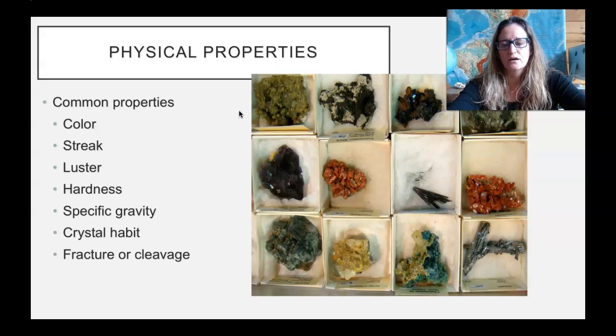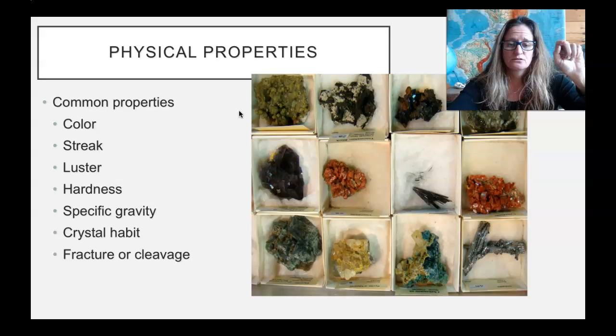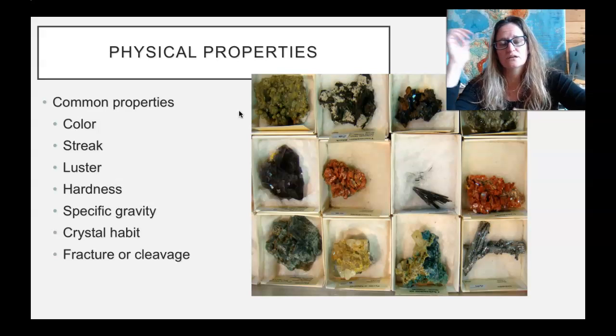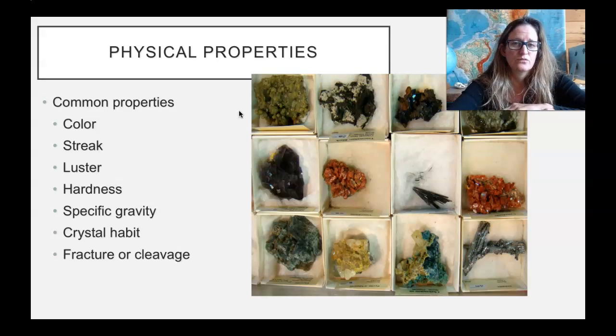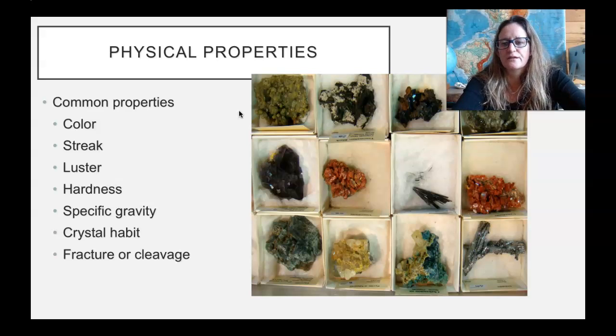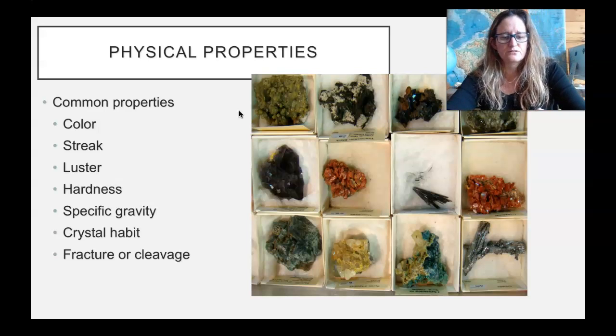The color of a mineral is going to really depend on the atoms in that mineral and how they reflect or absorb light. Little changes in the chemistry of the mineral, for example quartz, can be amethyst, or it can be citrine, or smoky quartz, or milky quartz. Little changes in the trace elements within that SiO2 can give us different color minerals, but for the most part the minerals are going to be a certain color, like these in this tray. Streak, luster, hardness, specific gravity, crystal habit, and fracture or cleavage are all part of this physical properties story.